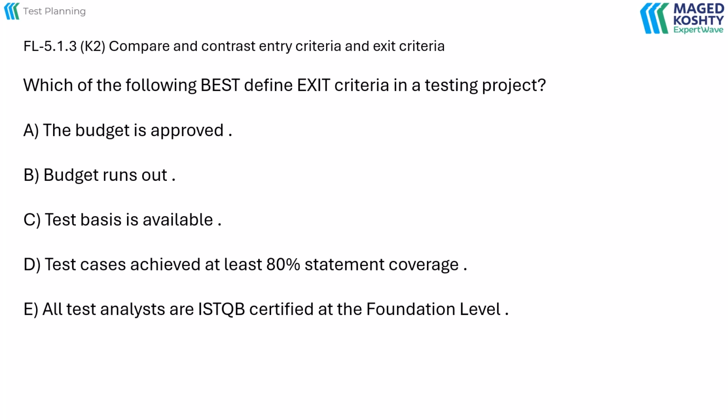Third and last question. Which of the following best define exit criteria in a testing project? Select two options. A. The budget is approved. This is an entry criterion for starting a testing project. B. Budget runs out. This is an exit criterion. A disastrous one though. C. Test basis is available. This is an entry criterion.